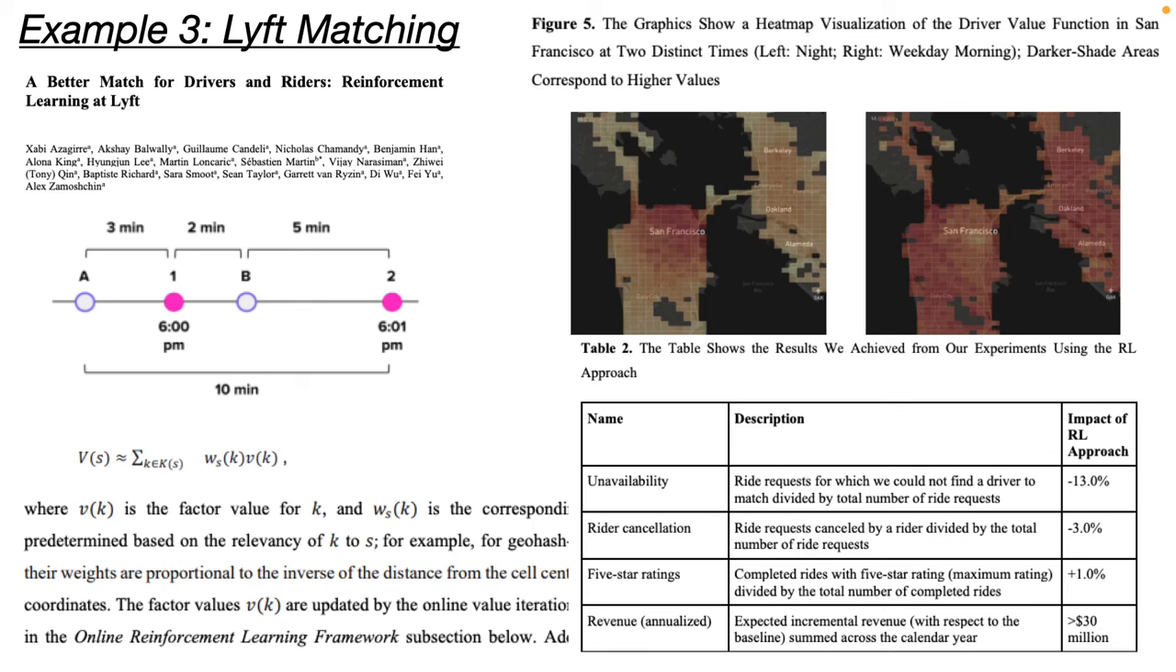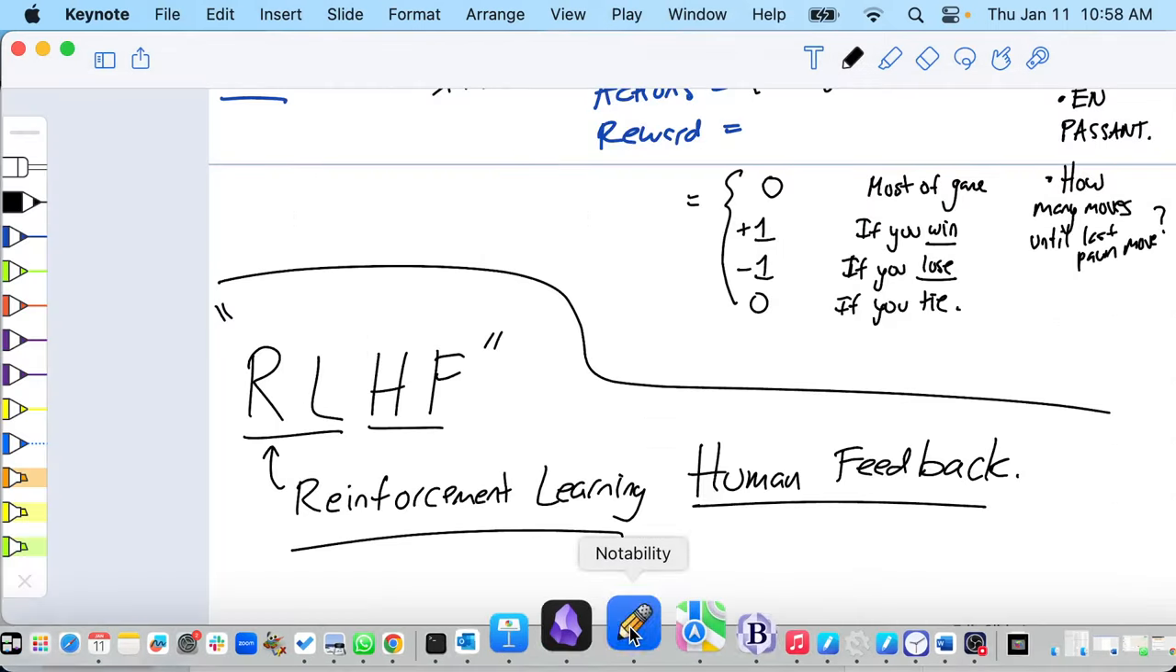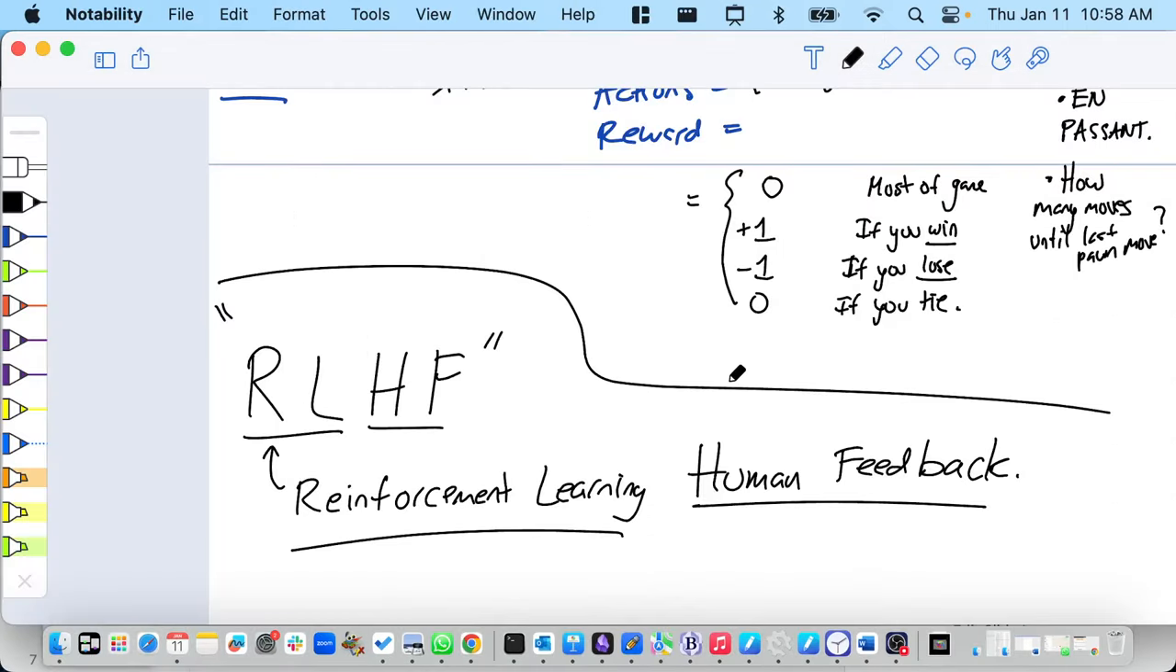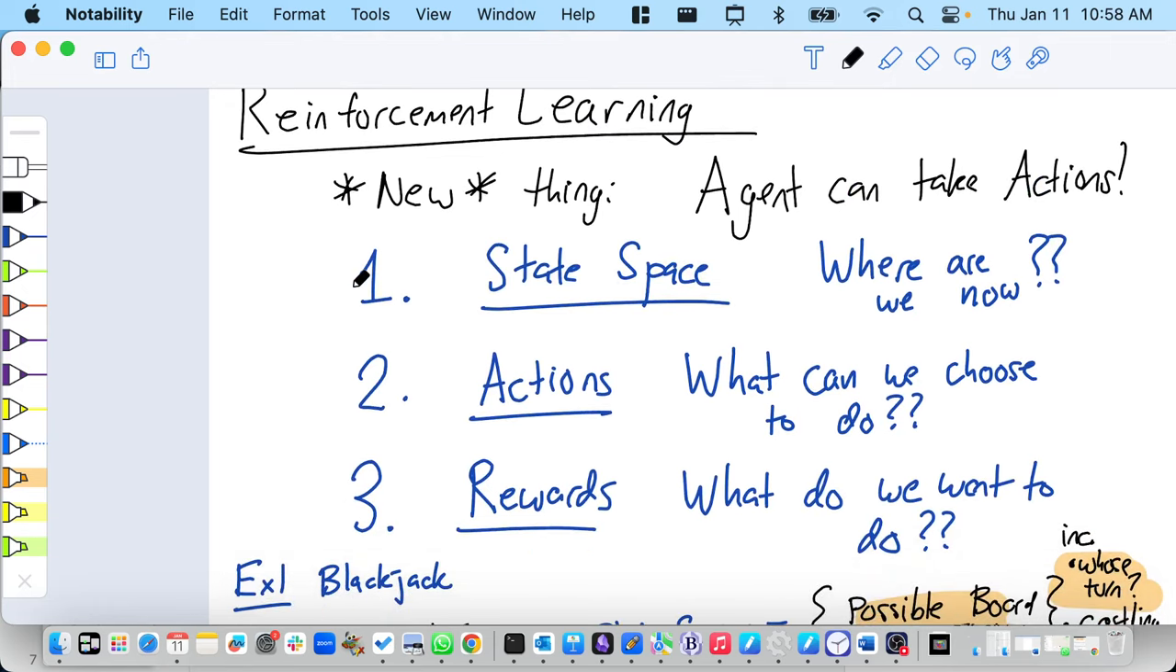Okay, so how are we going to learn about reinforcement learning in this course? We're going to do it the math way, which is you start with the simplest possible thing and you build up. So we're not going to jump into the Lyft paper. We're going to go to the simplest possible thing we could do. Even blackjack, which is your final project, is too complicated. We have state space, actions, and rewards. To start with, we're only going to do state space. So no actions, no rewards. We're only going to look at how things happen on a state space.